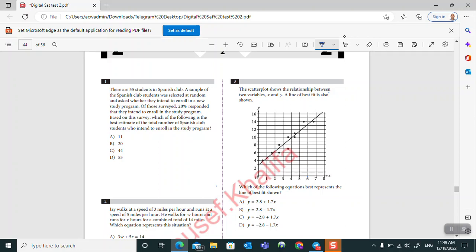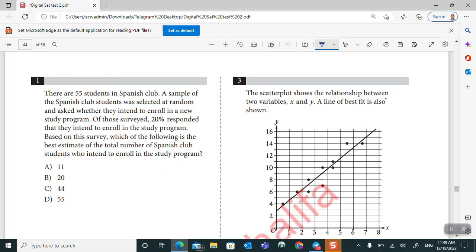So let's start with the first question that says there are 55 students in Spanish club. A sample of the Spanish club students was selected at random and asked whether they intend to enroll in a new study program. Of those surveyed, 20% responded that they intend to enroll in the study program. Based on this survey, which of the following is the best estimate of the total number of Spanish club students who intend to enroll in the study program?